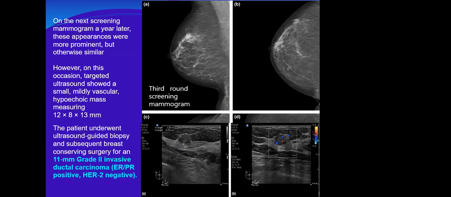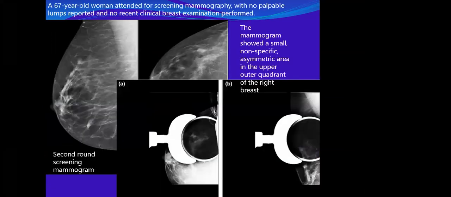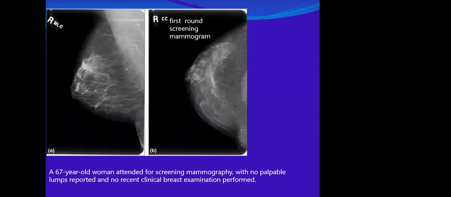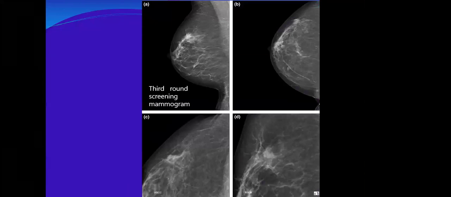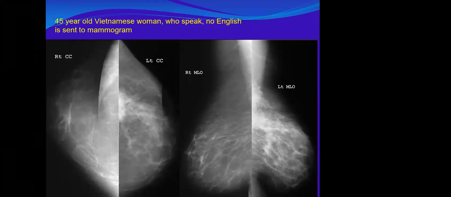See, so we have to be cautious. If we have a subtle lesion like this, we have to look for the previous, and if it is a developing asymmetry, we have to do ultrasound and we have to go further, not just pass it.